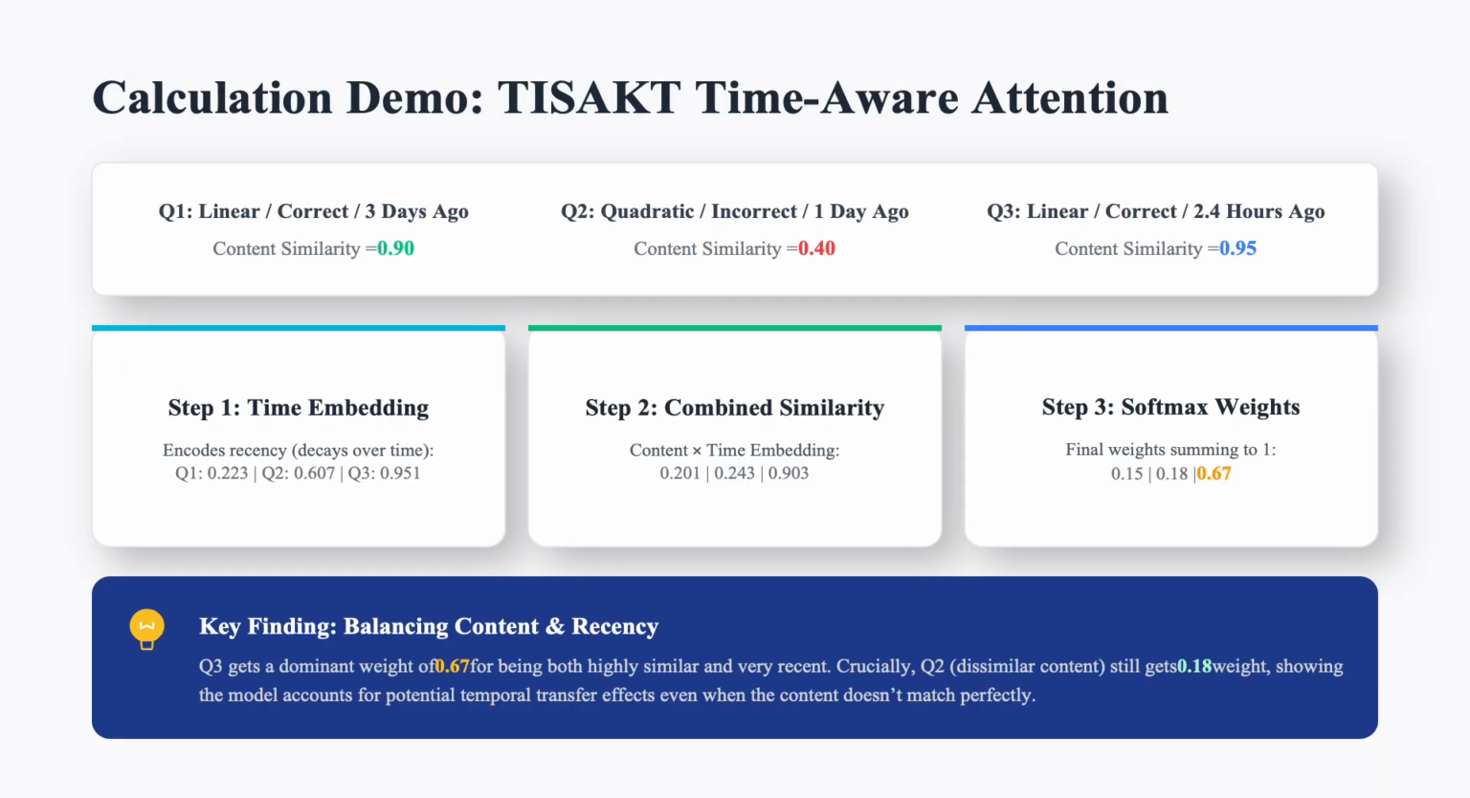Let's walk through a TISAKT example. We have 3 past questions, varying in similarity and recency. First, we calculate a time embedding for each, which is a value that decays over time. We then combine this time embedding with the content similarity to get a combined score. Using softmax, these scores become weights. Notice that the most recent and similar question, Q3, gets a dominant weight of 0.67. However, the recent but dissimilar question also gets a significant weight, showing that the model is considering the temporal proximity even when the content doesn't match perfectly.